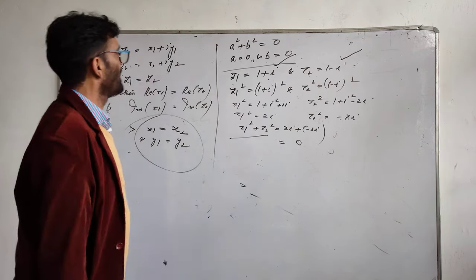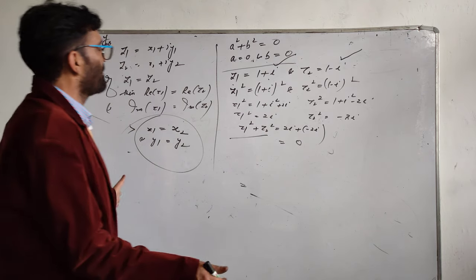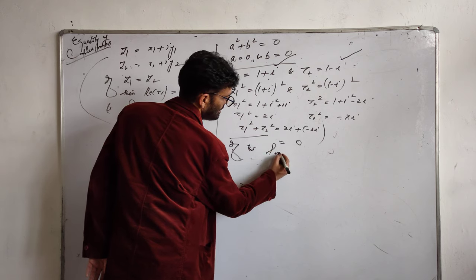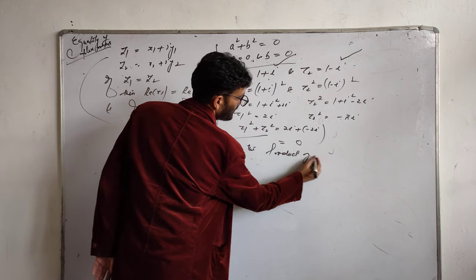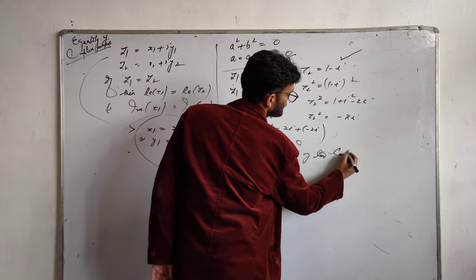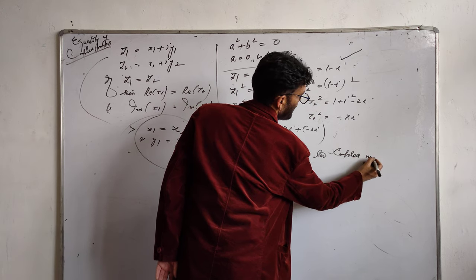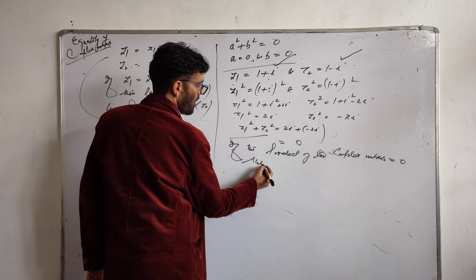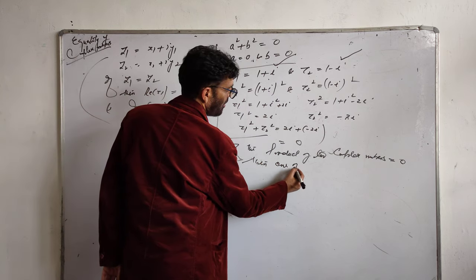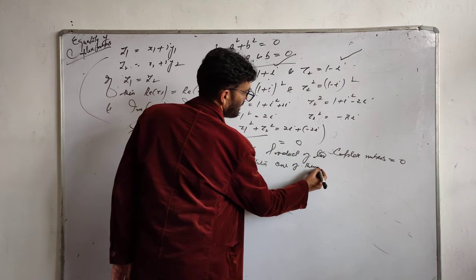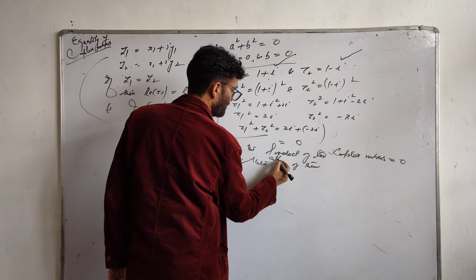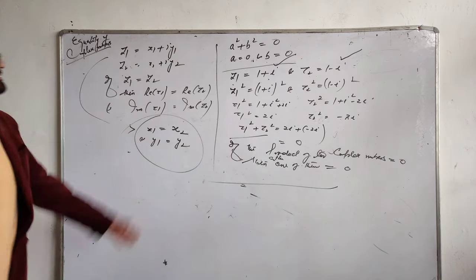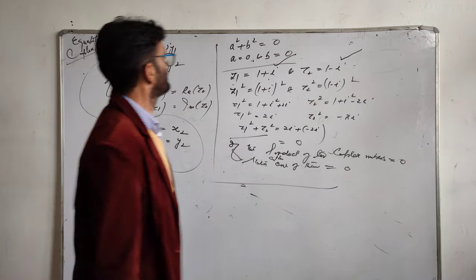But if the product of two complex numbers is equal to 0, then at least one of them should be equal to 0. This is also true for real numbers.